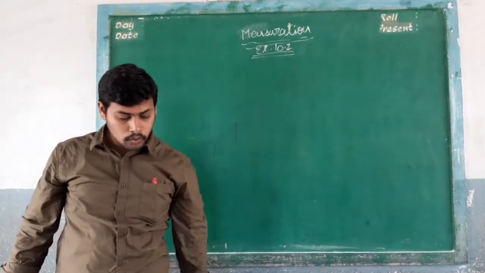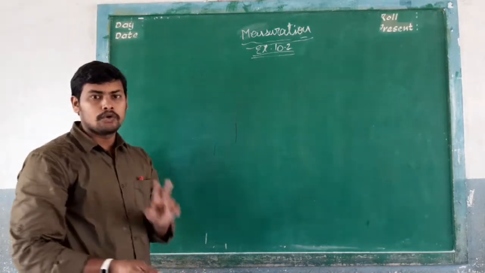Next, the fourth one. Two cubes, each of volume 64 centimeters cubed.